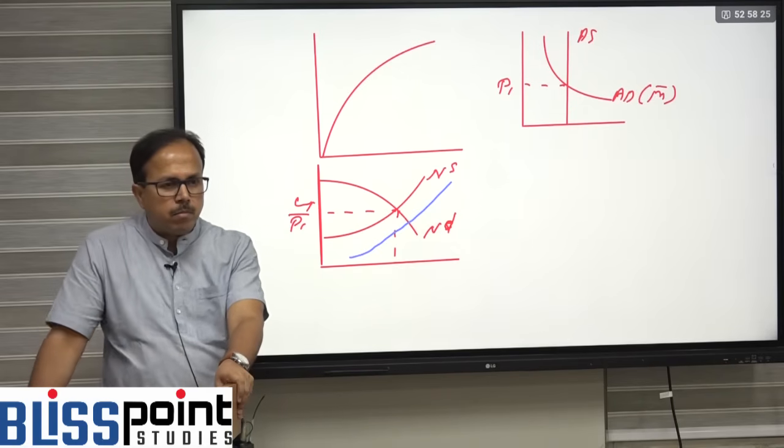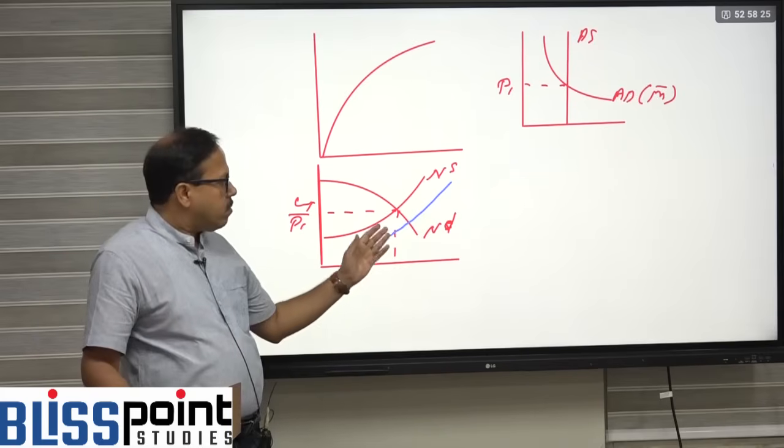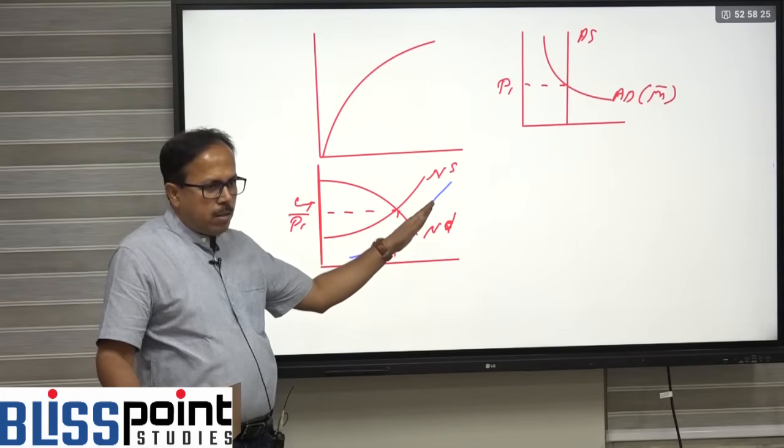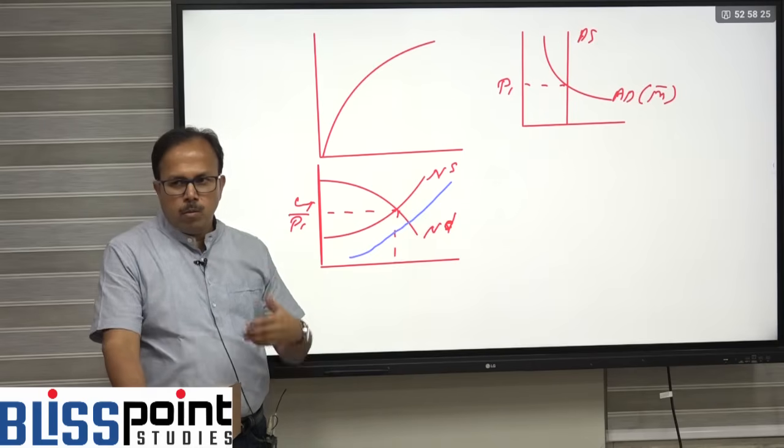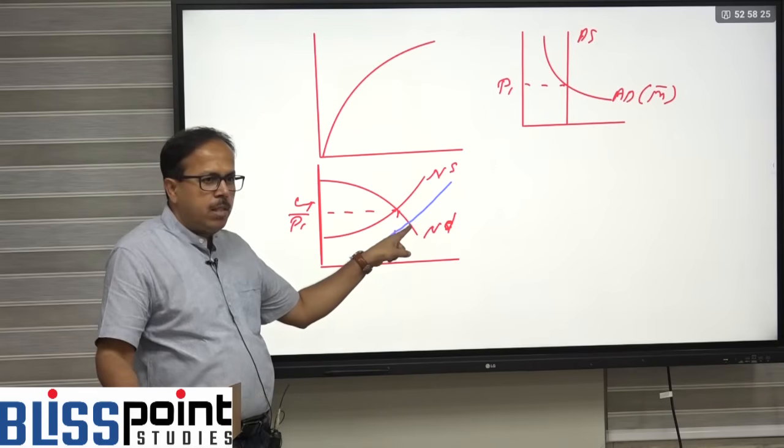Then this curve has shifted to the right side. So generally you will think that okay, the equilibrium point is this.